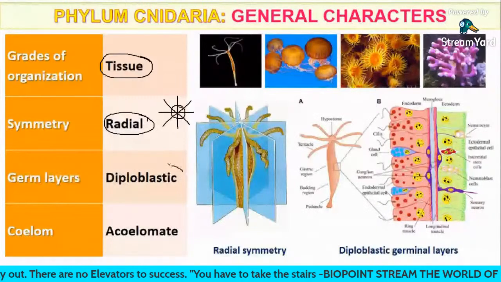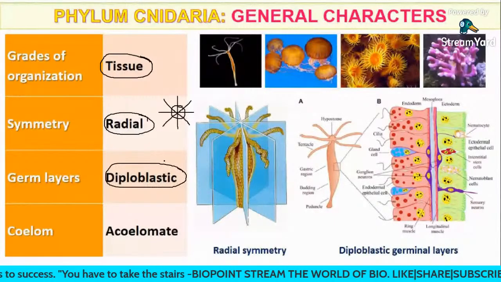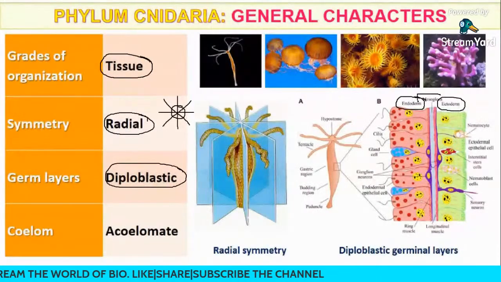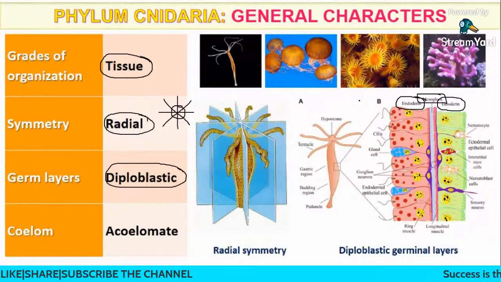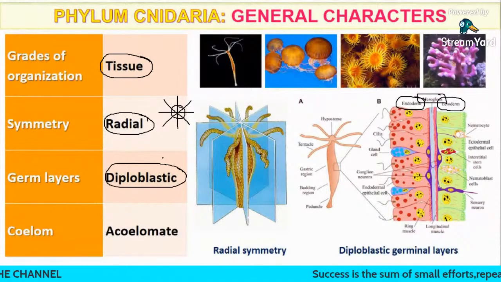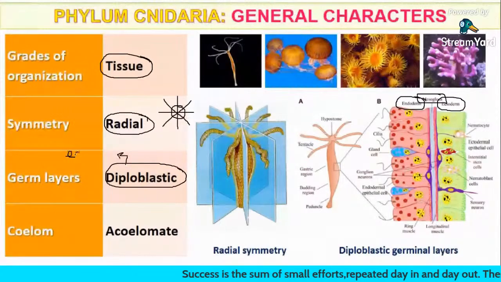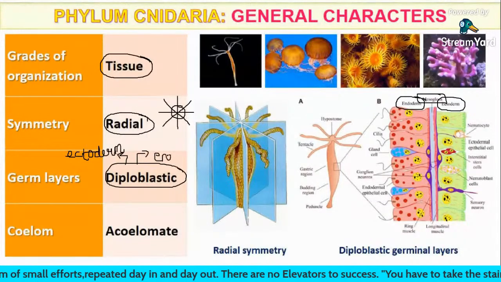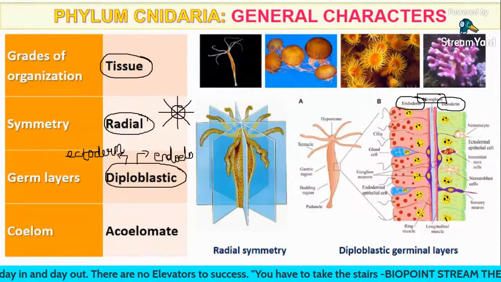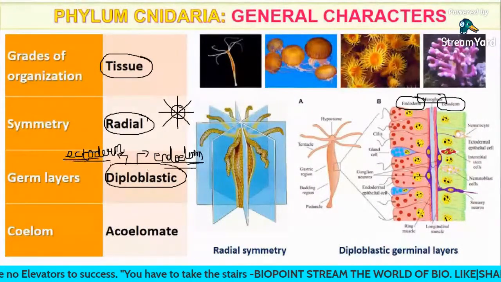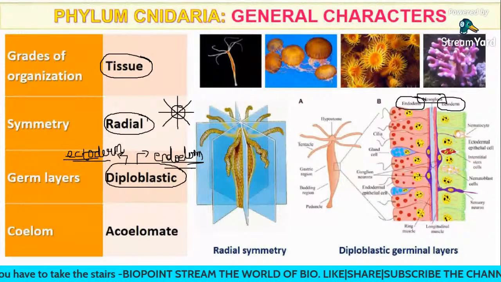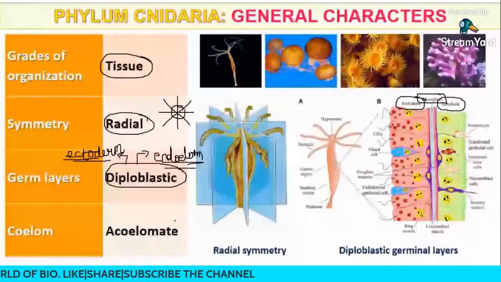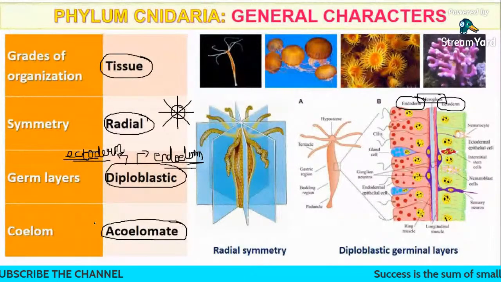They are diploblastic organisms, that is, they have two different layers. They have endoderm and ectoderm, and instead of mesoderm, they have a special fluid cavity which is called the mesoglea. They have the outer ectoderm and the inner endoderm, two different portions. And they are acoelomate organisms, that is, they do not have the presence of a coelom.